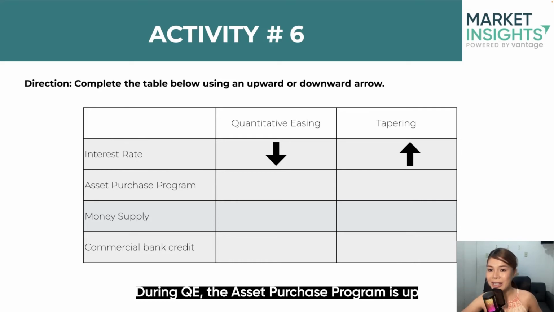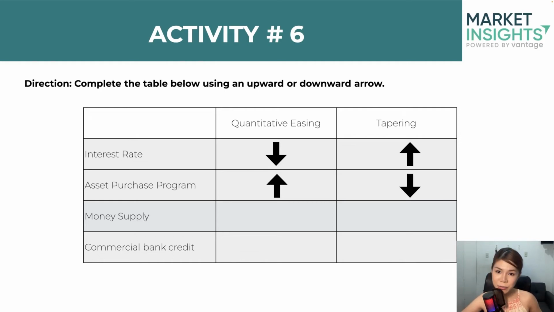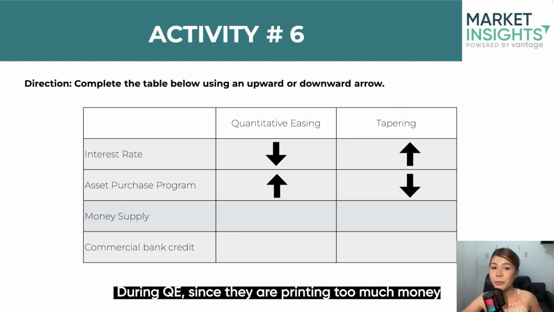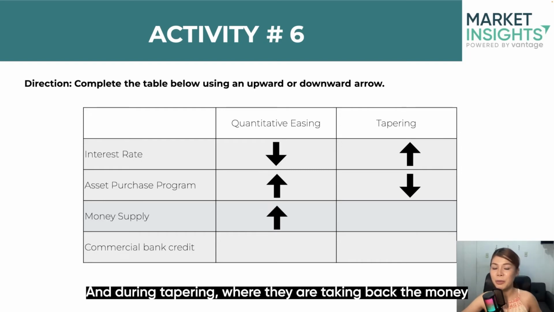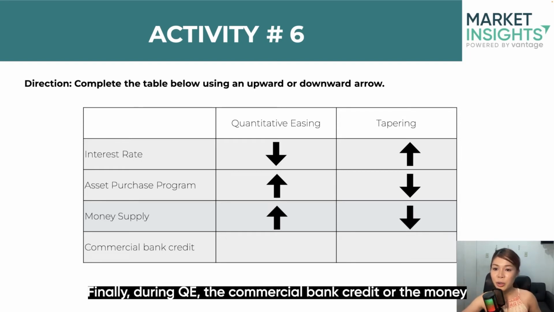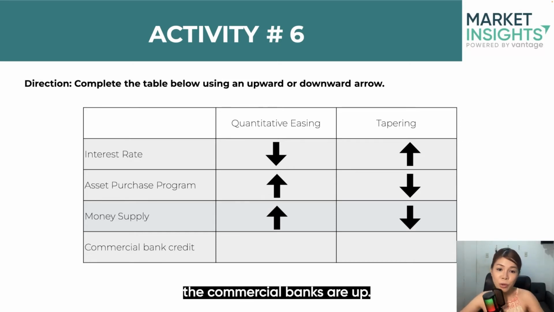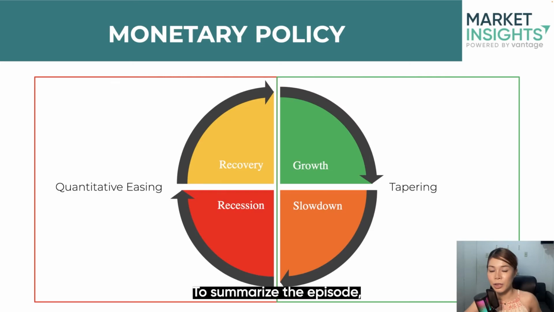During QE, asset purchase program is up, while during tapering, it is down. During QE, since they are printing much money in this period, money supply is up, and during tapering, where they are taking back the money that they lent out to the economy, money supply is going down. Finally, during QE, the commercial bank credit, or the money they loan out to commercial banks, is up, while during tapering, they took the money back. So this is down.